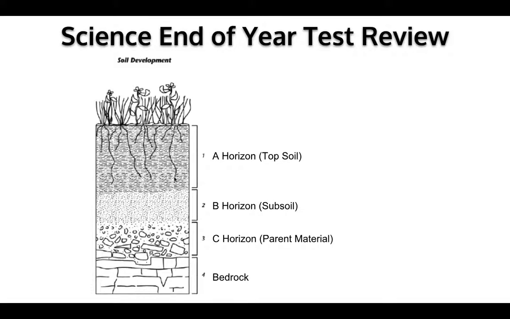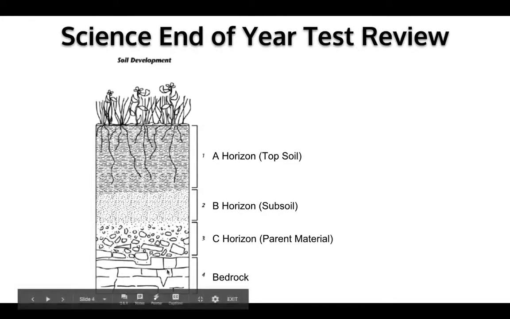Notice in this picture here that the plant roots do not penetrate down into B horizon. That's why you find very little organic matter in B horizon. Definitely none in C horizon, or very little, and almost zero to none in bedrock.